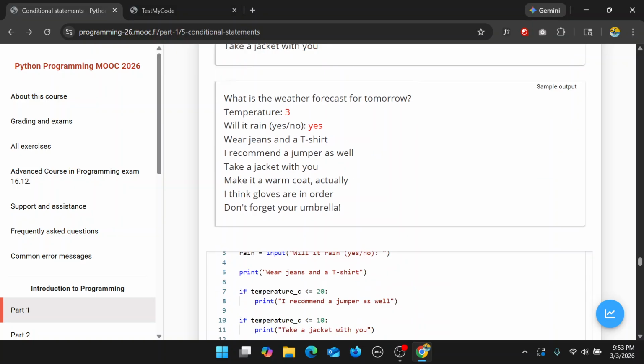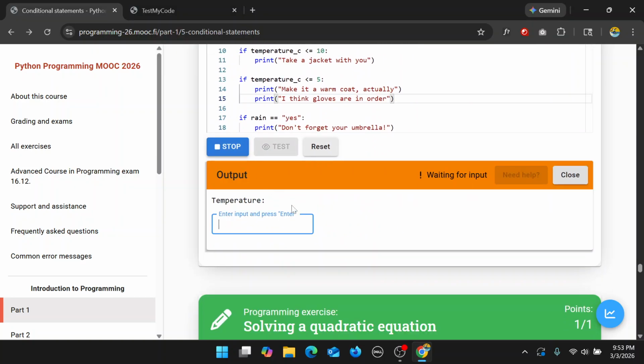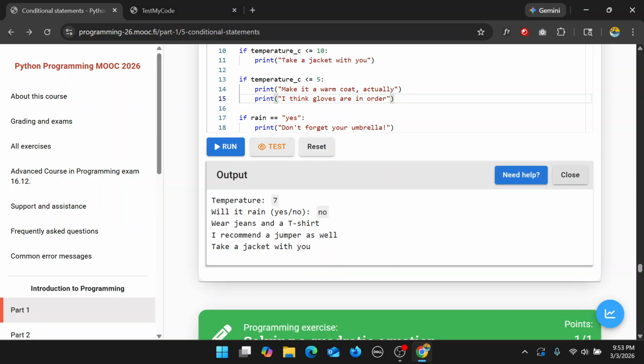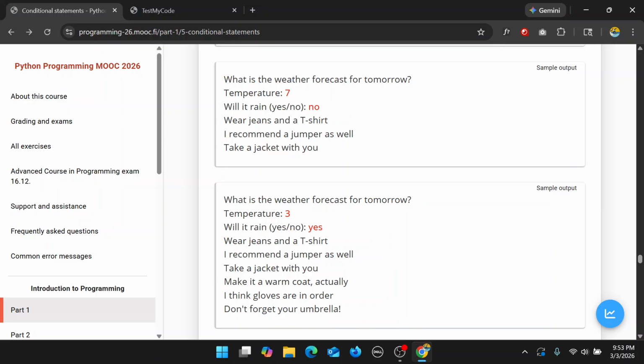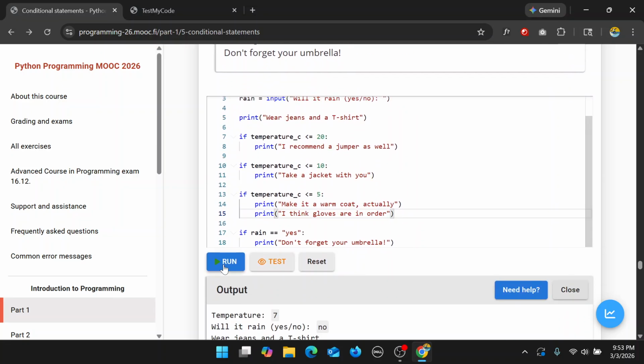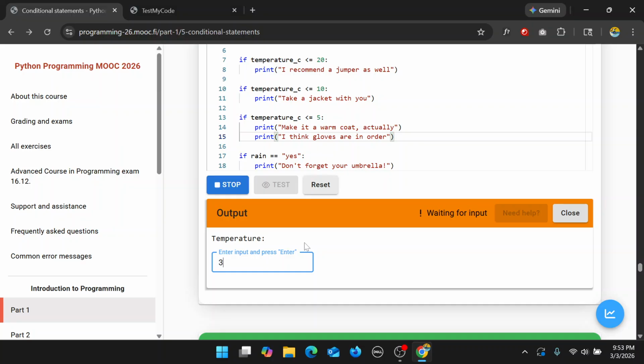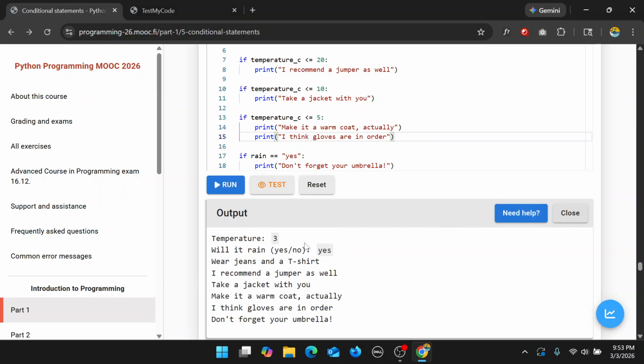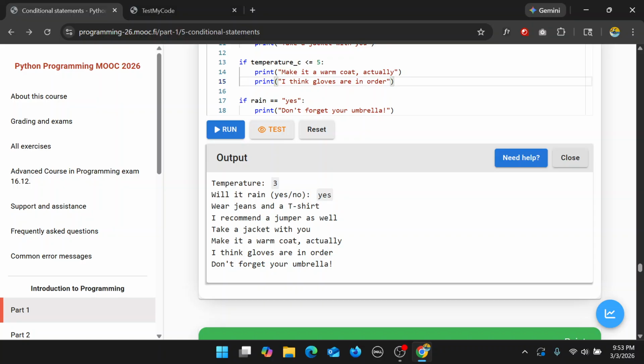Okay. Then we have 7 and no. Wear jeans and t-shirt, recommend a jumper as well. Take a jacket with you. And then if we do 3 and yes, we should have all the above. Wear jeans and a t-shirt. I recommend a jumper as well. Take a jacket with you. Make it a warm coat, actually. I think gloves are in order. And don't forget your umbrella.